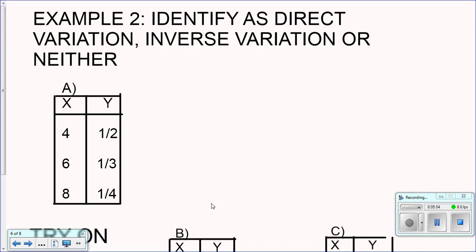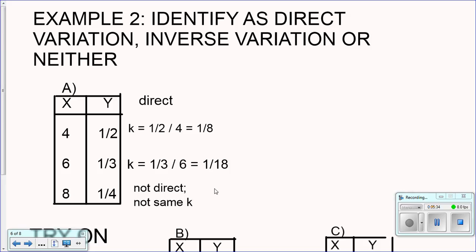To do this for a table, what you need to do is pick one to test to see if you get the same k for it. If not, move on to the other one and see if you get the same k for it. If it doesn't work for either, it's neither. Okay, so here we go. I'm going to start with direct, so I'm going to do y over x. 1/2 divided by 4 gives me 1/8. 1/3 divided by 6 gives me 1/18. Because I don't get the same thing, it's not direct, since I don't have the same k for each one. So now I'm going to try inverse.